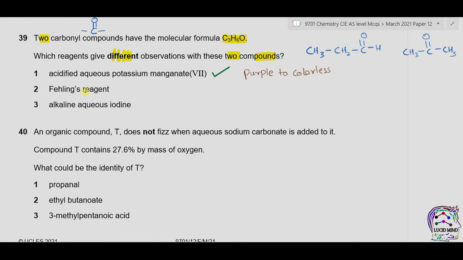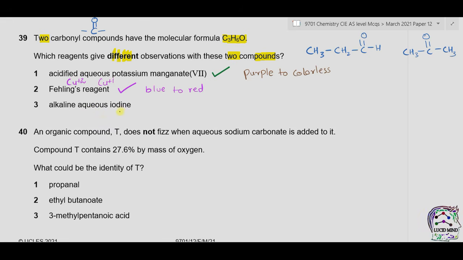Second is Fehling's reagent. In Fehling's reagent copper plus 2 is present, which is reduced to copper plus 1 upon reaction with aldehyde. It does not react with ketone, so therefore this will give positive result with aldehyde but not with ketone. So this is also correct. The color will change from blue to red upon reaction with aldehyde.